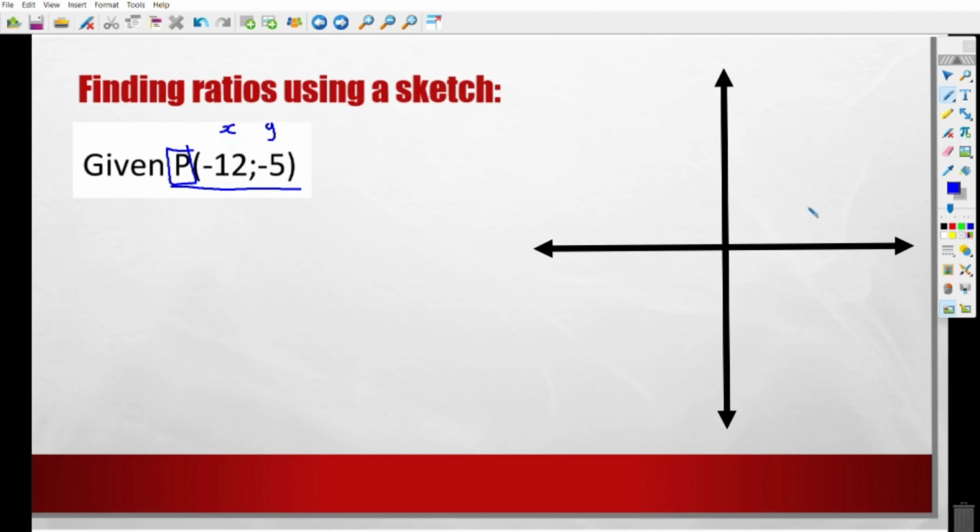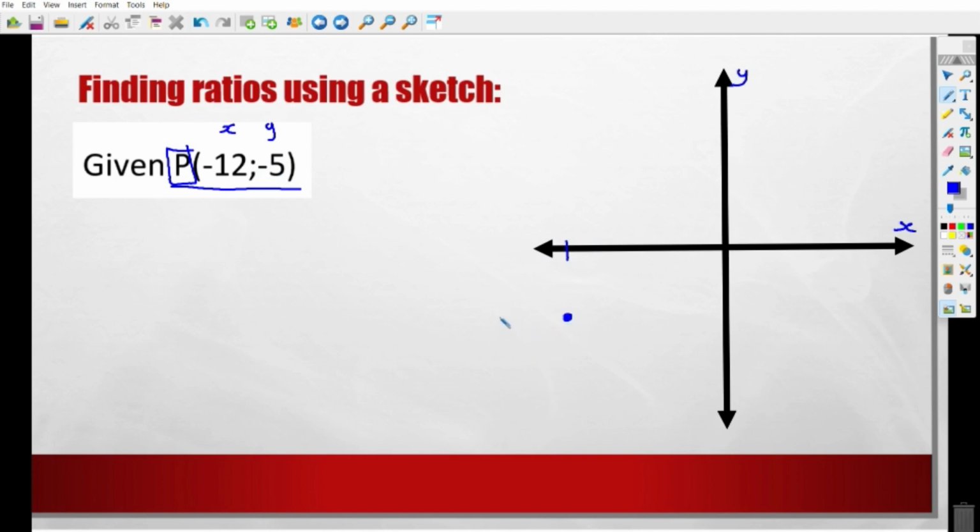Here's my X axis, here's my Y axis. My X is on this axis over here. If it's negative 12, am I to the right or to the left? I'm to the left of my y-axis, so I'm going to go to negative 12. Let's say that's negative 12 over there. My y value is negative 5. Am I above my x-axis or below my x-axis? I'm below, because it's negative 5. So let's say that over there is negative 5.